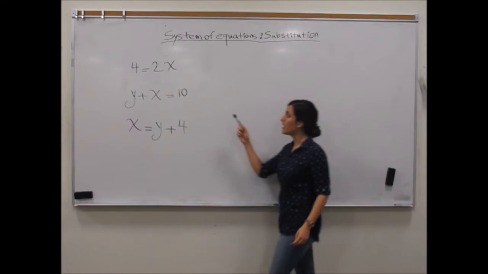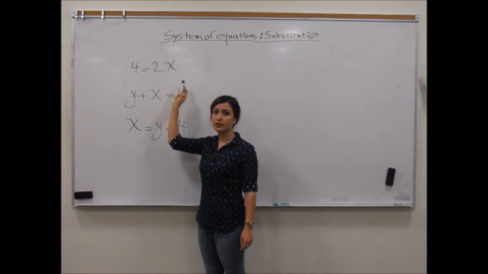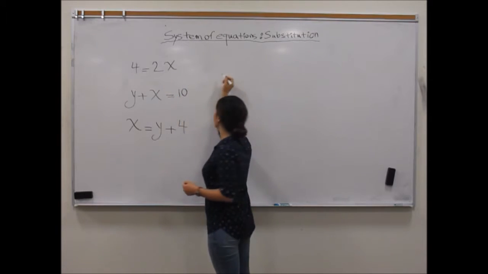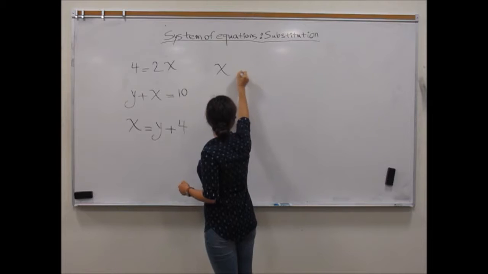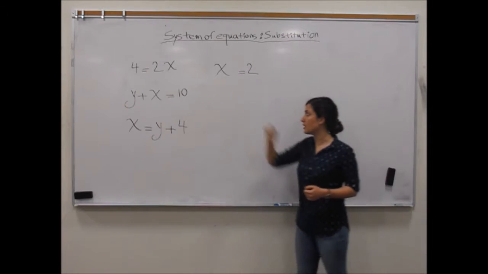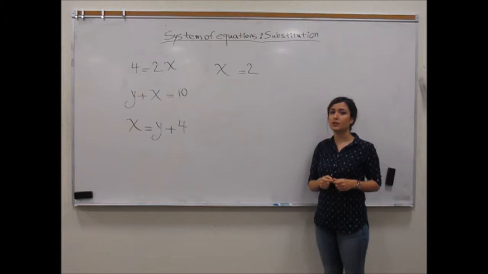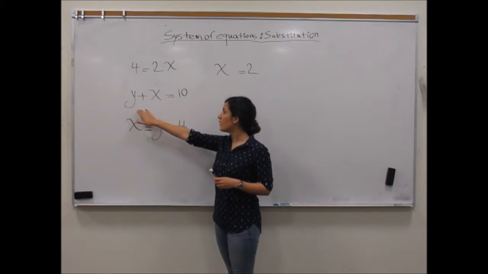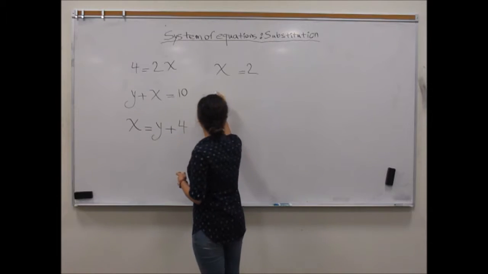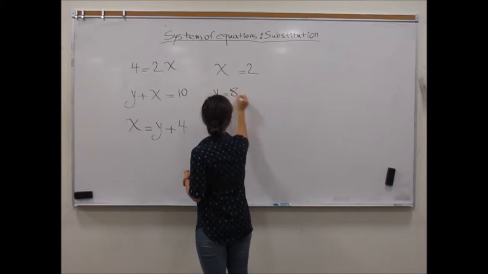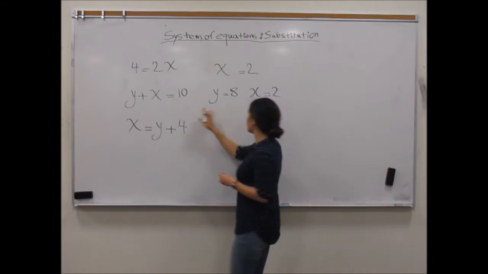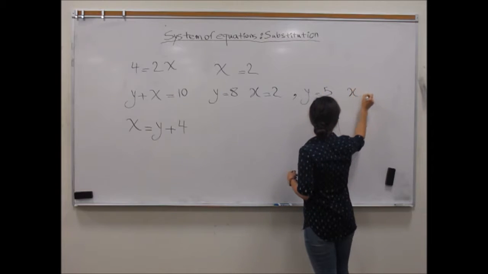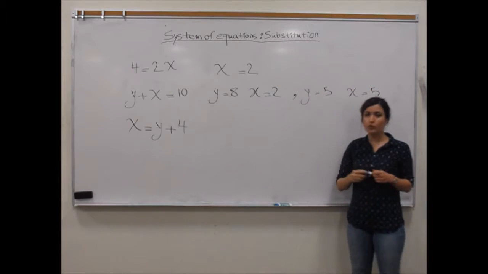So for example, if I have 4 equal to 2x, which is a linear equation with one variable, the only value of x that would make this equation true is 2. And this is the solution of this equation. But when I have two variables, I can have more than one answer. I can have more than one solution. So if I have y plus x equal 10, I can have y equal 8 and x equal 2, and that would work. Or I can have y equal 5 and x equal 5, and that will work too. So I can have more than one solution.